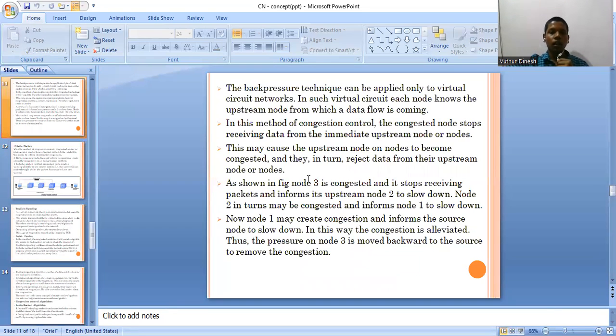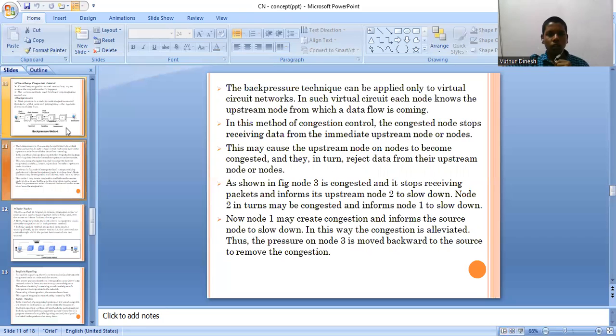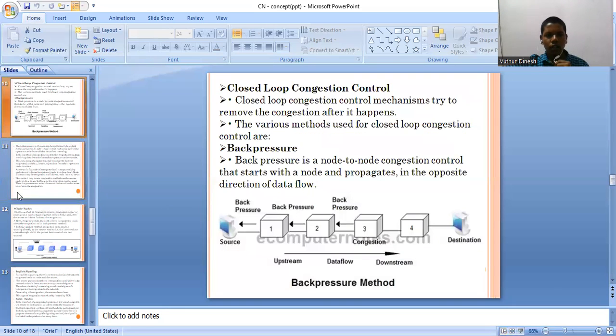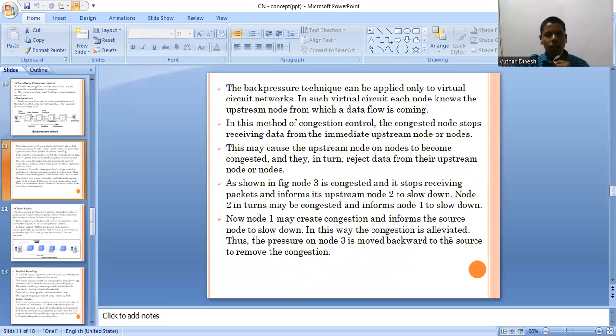node or nodes. As shown in the figure, node 3 is congested and it stops receiving packets and informs its upstream node 2 to slow down. Node 2 in turn may be congested and informs node 1 to slow down. Now node 1 may create congestion and informs the source node to slow down. And in this way, the congestion is alleviated. Thus, the pressure on node 3 is moved backward to the source to remove the congestion.